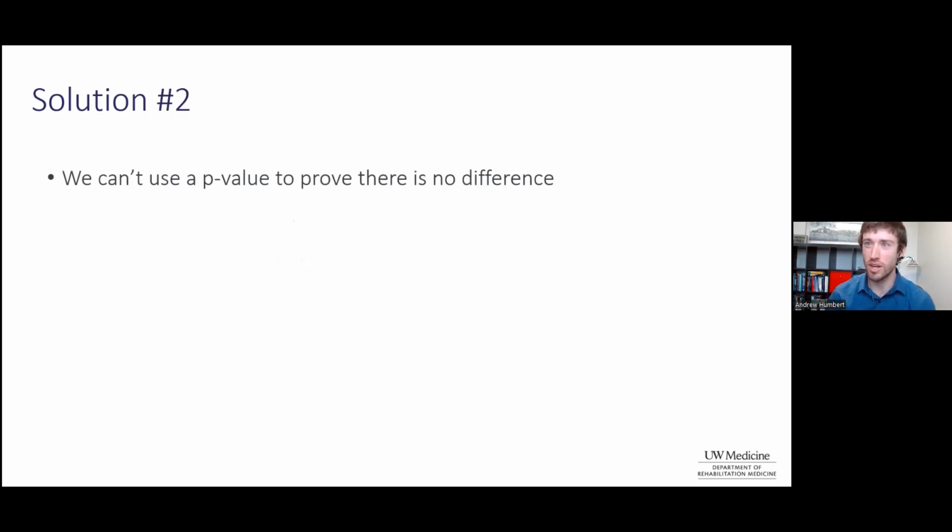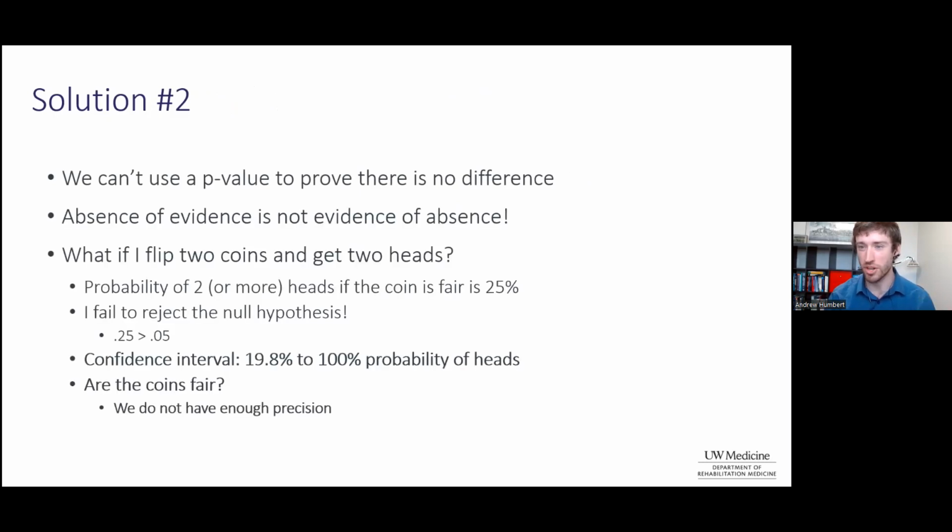So solution 2, we can't use a p-value to prove there is no difference. So if you can't use the p-value, how do we solve that? Just to rehash from before, now we can really introduce this confidence interval to get an idea of, is there a meaningful difference, or is there the potential for a meaningful difference from our null hypothesis, or can we conclude that there is no meaningful difference?